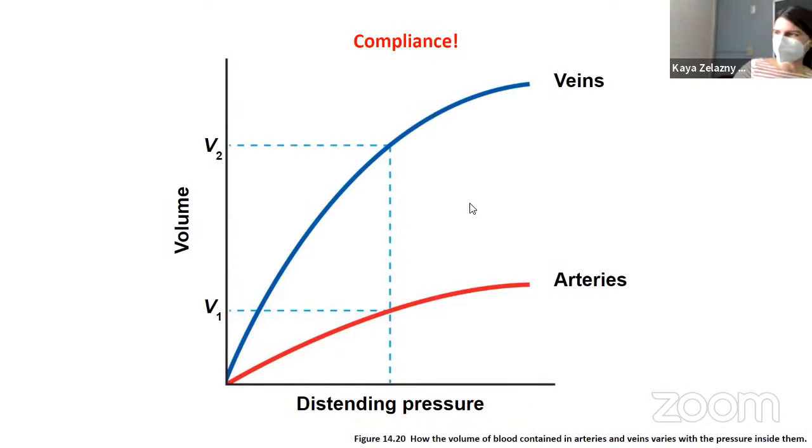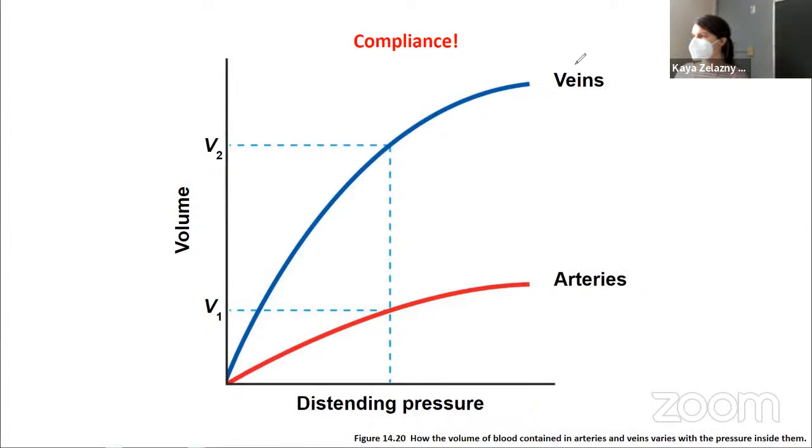So here we see a graph of compliance. You can see compliance is higher in the veins, right? We can see that line is higher. The way we might read this graph is by looking at a specific pressure. Let's start with this line. At any given pressure, this artery will hold a lot less volume than this vein. Right? There's more volume in the vein for that pressure.